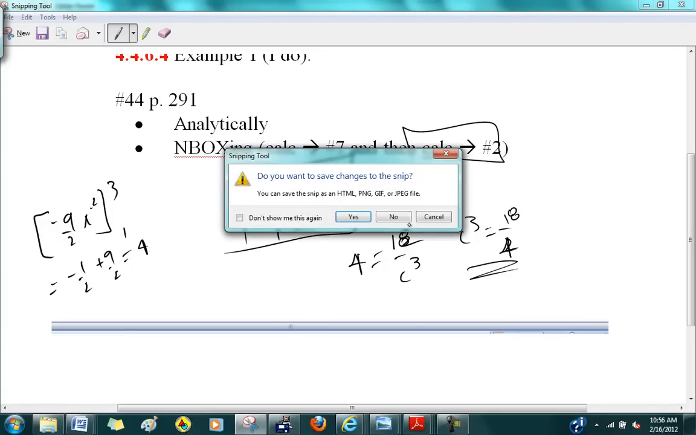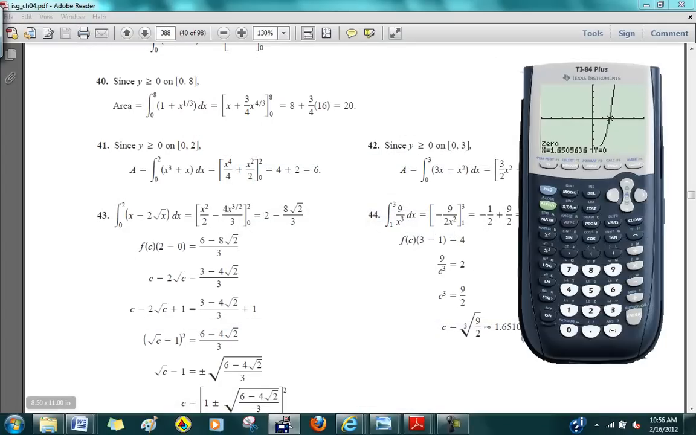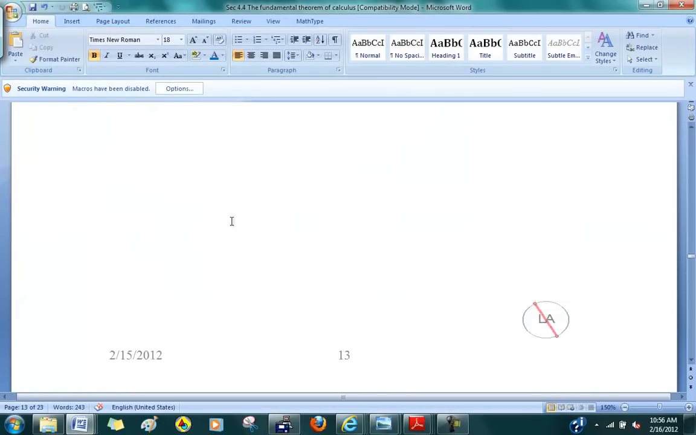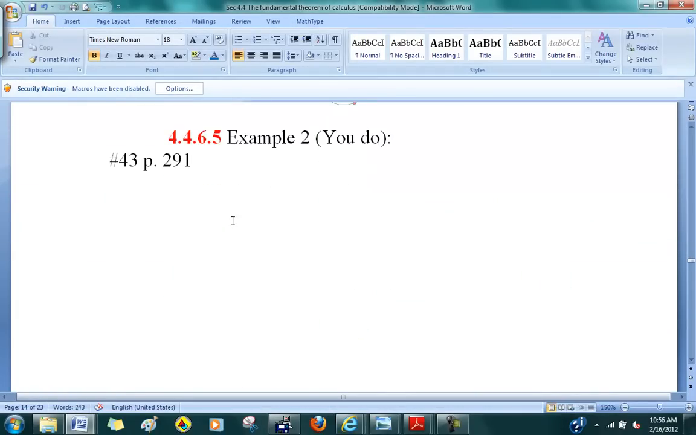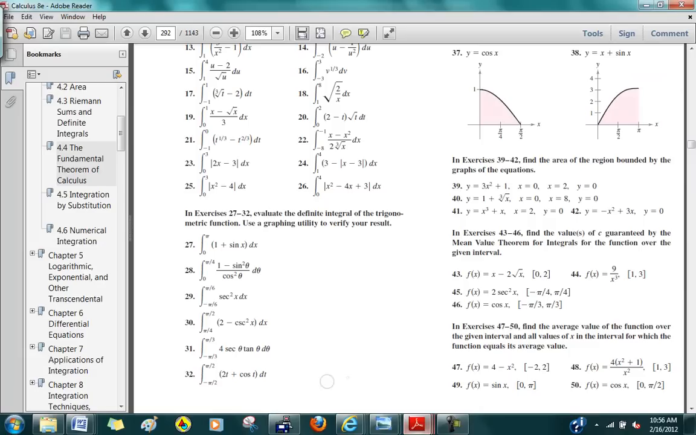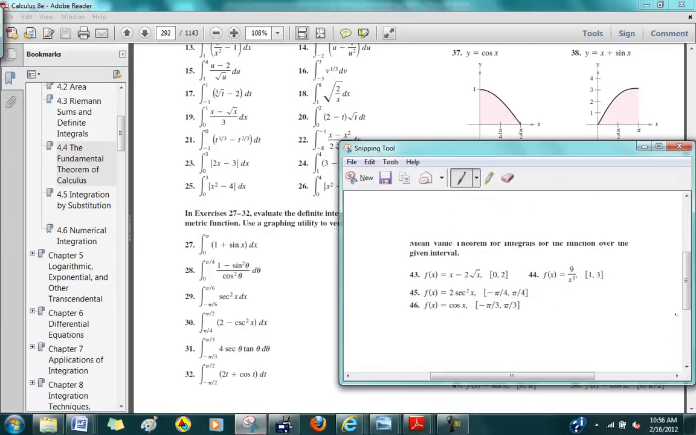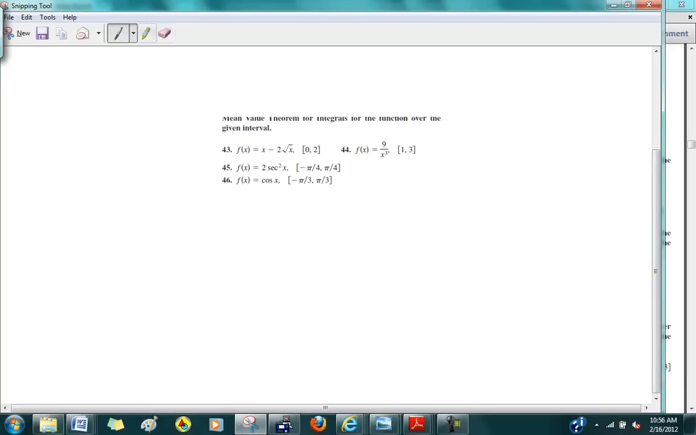All right, let's go on with some more problems, more examples. And since you guys are supposed to be doing this and you're not here, I have the pleasure of doing 43. Okay, so number 43, and the function is, so let me go snip this guy. Okay, and I'm doing number 43 right there. Okay, so let's go formulate it.